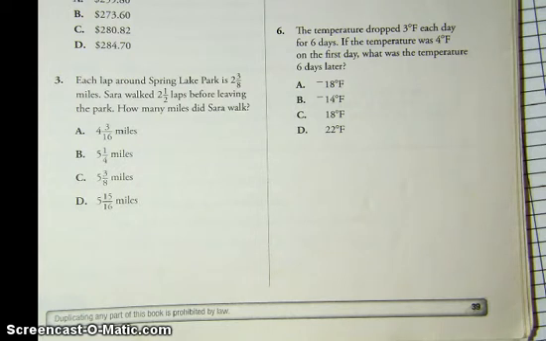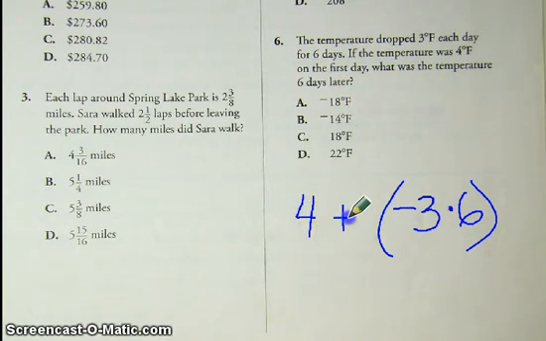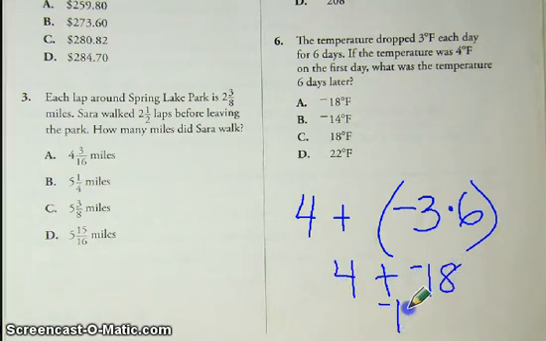Question 6. The temperature dropped 3 degrees each day for 6 days. That's going to be a multiply by 6. If the temperature was 4 degrees on the first day, and you add a negative 18 to that, because that's what that comes out to be, that's going to be a negative 14 there. So that would be B.